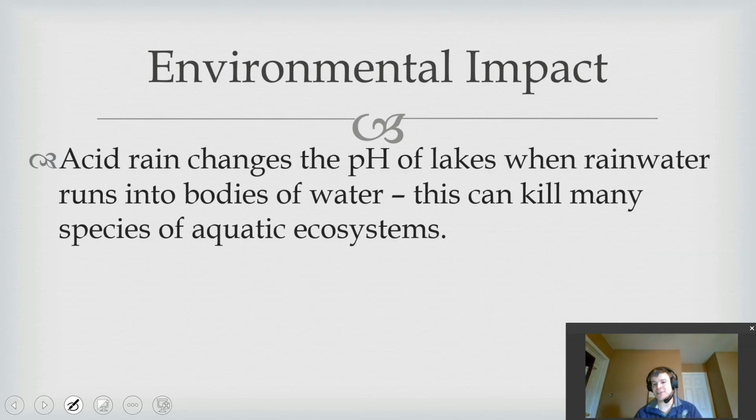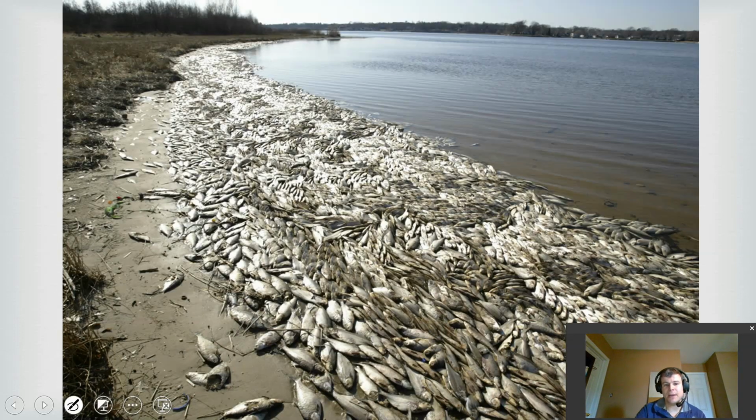Acid rain also affects aquatic ecosystems. It changes the pH of lakes and rivers, and this can kill species of aquatic organisms. So here we see a lake that has been impacted by acid rain, and look at all the dead fish washing onto shore because of the increased acidity over time of this particular lake. Terrible, devastating impact on the ecosystem.